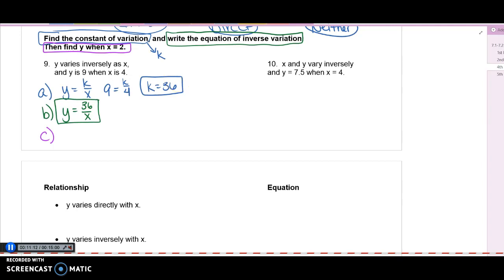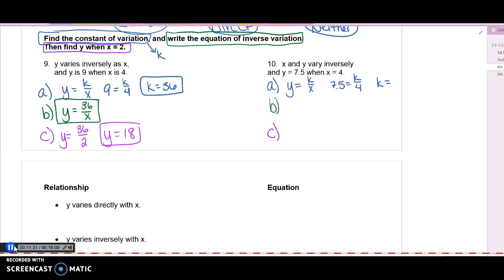Part C, find y when x equals 2. So now use your equation and plug 2 in place of x. What is 36 divided by 2? So our final answer is y equals 18. I would like you to do those 3 steps on number 10.